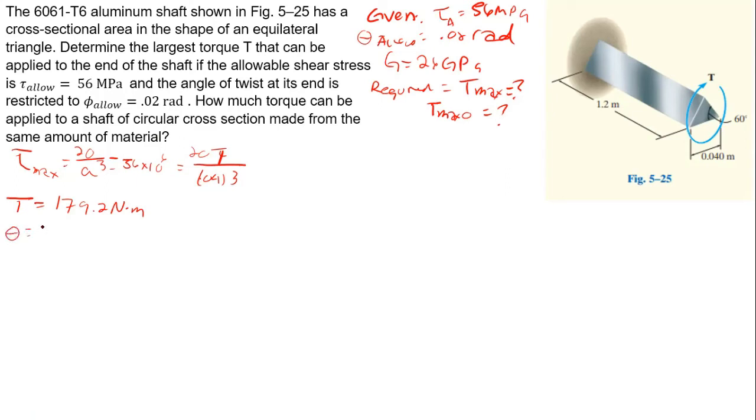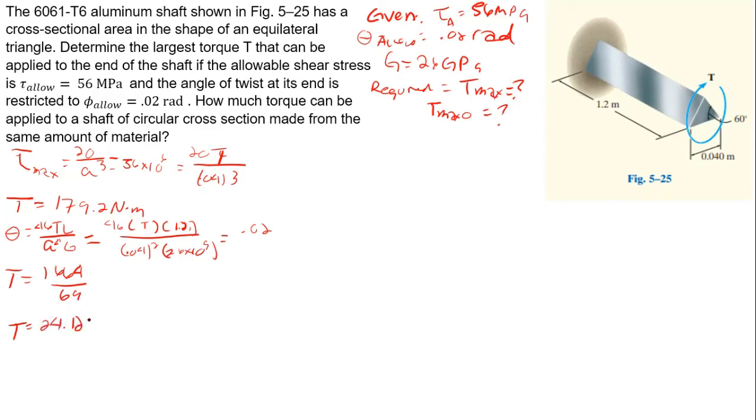So yung angle of twist natin, theta, sabi ang formula natin is 46 TL over A4G, A raised to 4G. So substitute lang natin, so 46. So nakakuha na natin yung, hahanapin din naman natin dito is yung torque. Times yung length natin, 1.2 meters. Divided by yung A raised to 4 natin. So, 0.04 raised to 4 times G na 26 times 10 raised to 9 is equal to, may given ba tayo na angle of twist? Yes, meron tayo. 0.02 rad. So, solving for T tayo. So yung T natin is equals to 1,664 divided by 69 or makuha natin is 24.12 Newton meter.